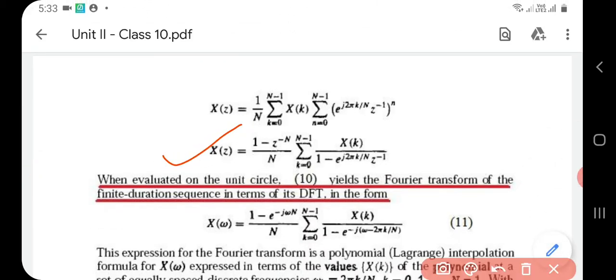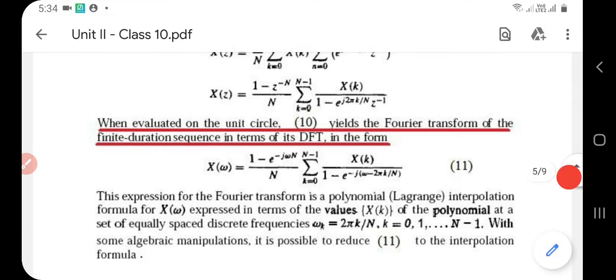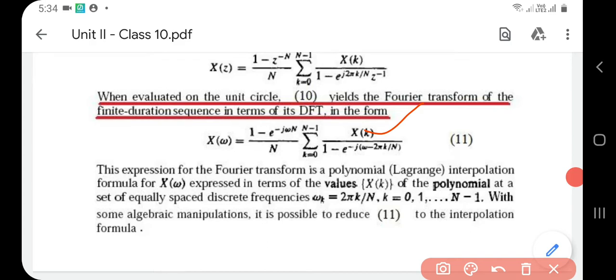So when this equation is evaluated on a unit circle, we will get the Fourier transform of this finite sequence x of n in terms of the DFT, and this final expression will be like this, that is X of omega is equal to this particular expression. This expression is also called the polynomial or Lagrange formula for X of omega in terms of the values of X of k. So this gives a relationship between X of k, that is the DFT, and the z transform X of omega. So that is another relationship.